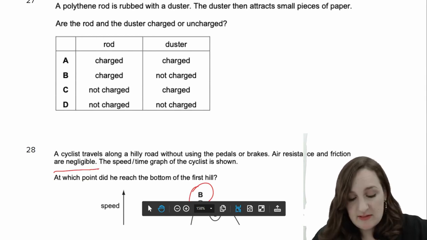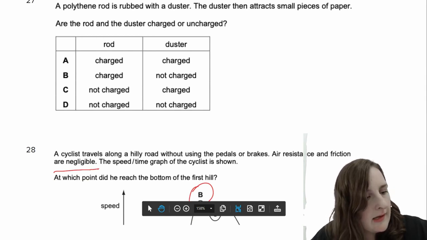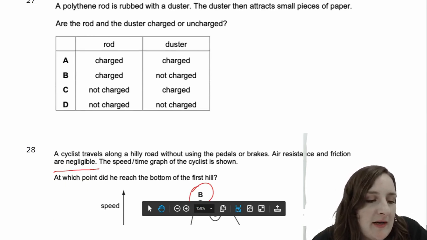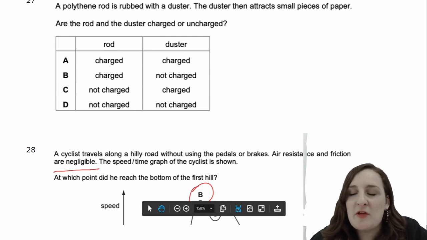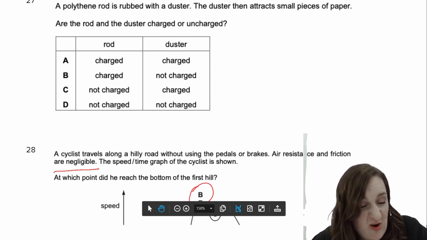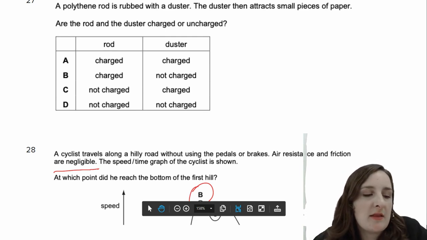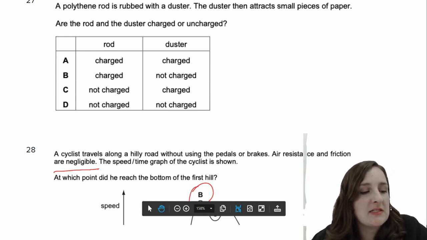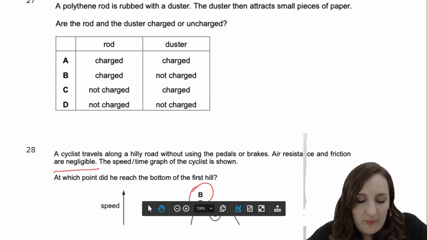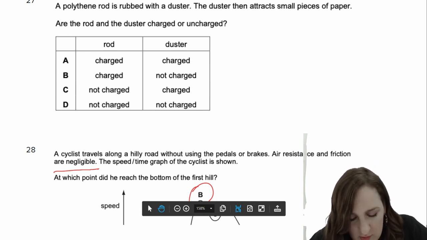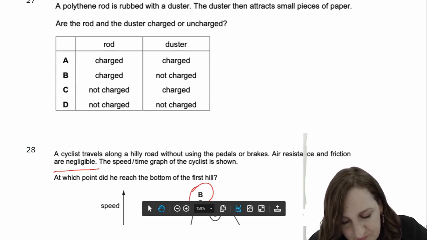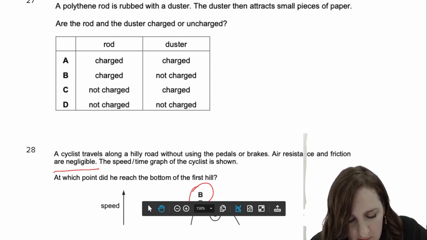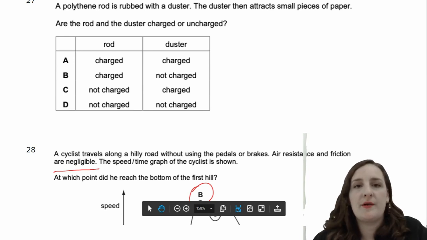Okay, number 27. This is my last question for you. And it's really year 9 knowledge, so it's really one that you may have got wrong if you have forgotten stuff from year 9 and you didn't think about charging and static electricity too much while you're revising. So, a polythene rod is rubbed with a duster. The duster then attracts small pieces of paper. Are the rod and the duster charged or uncharged?